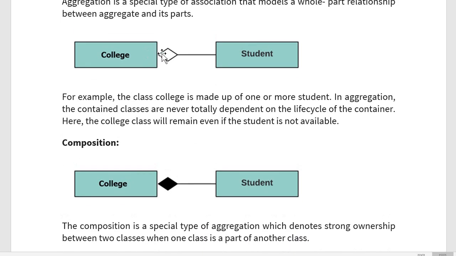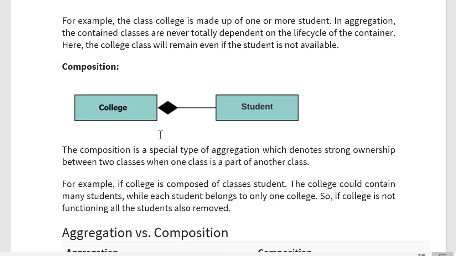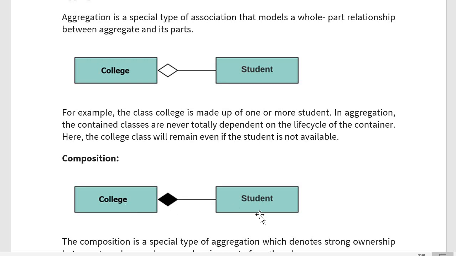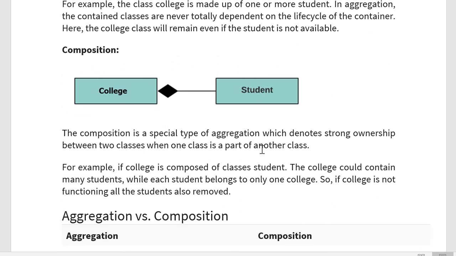Next one is composition. The aggregation symbol is called the hollow diamond. In composition, the same example: I have college and student. Composition is a special type of aggregation which denotes strong ownership between two classes, when one class is a part of another class. Here, student is a part of college. If college is composed of students, the college could contain many students, while each student belongs to only one college. So if the college is not functioning, all the students can be removed.